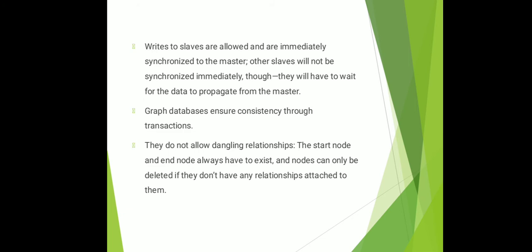And graph databases ensure consistency through their transactions, and they won't allow dangling relationships, which means any node can join anytime, any node can be removed at any time. That won't happen here. That is called a dangling relationship. It won't be allowed in Neo4j. What it does is, if there is a relationship among the nodes, then it should exist throughout. The start node and the end node always have to exist. It should not be removed.